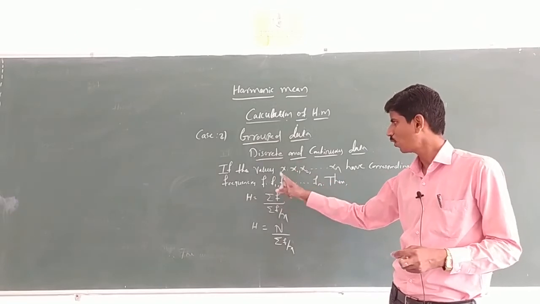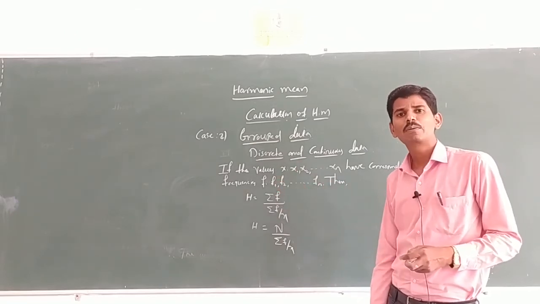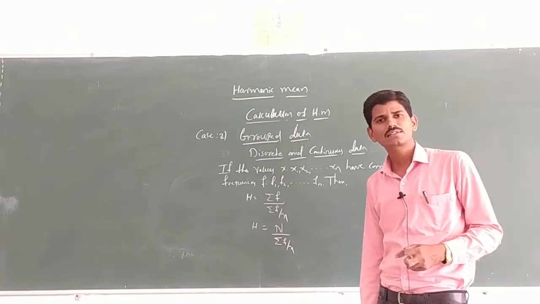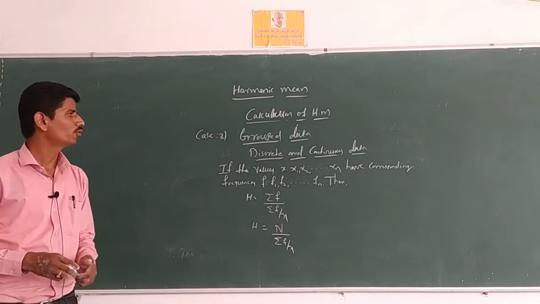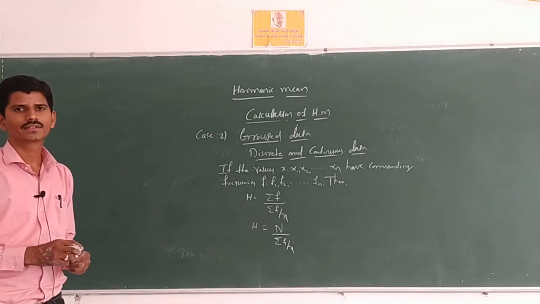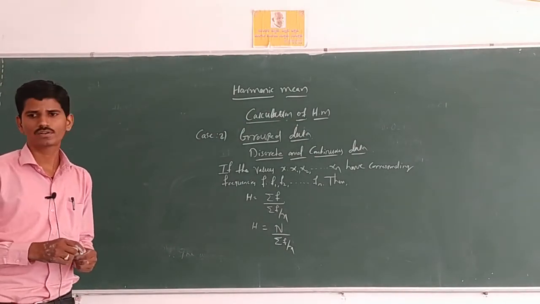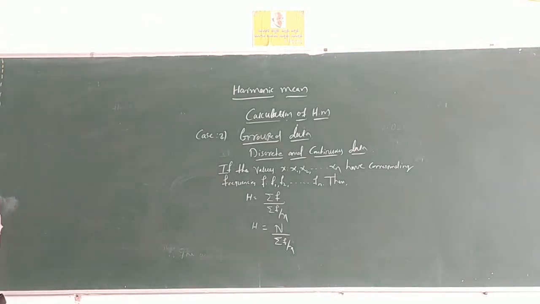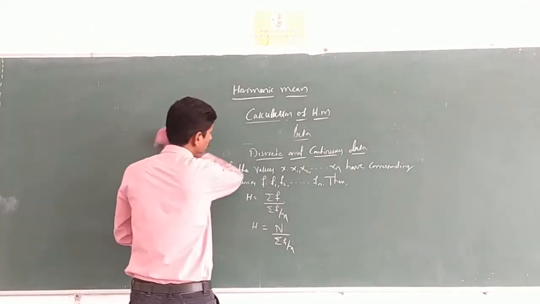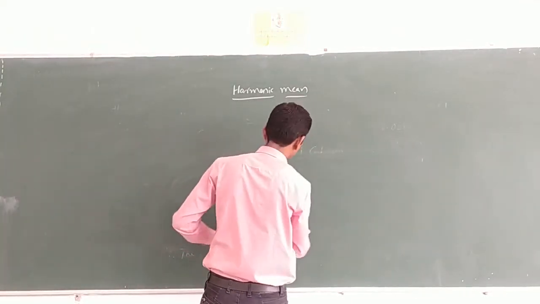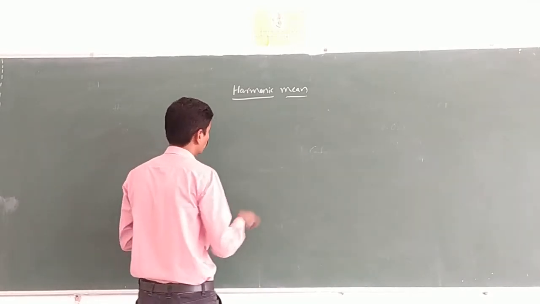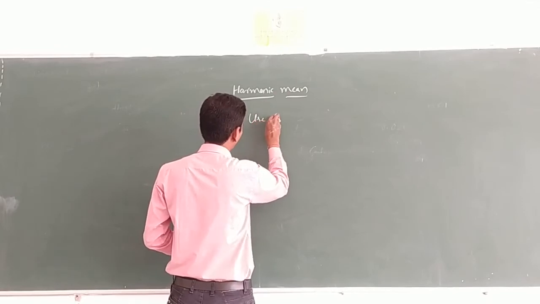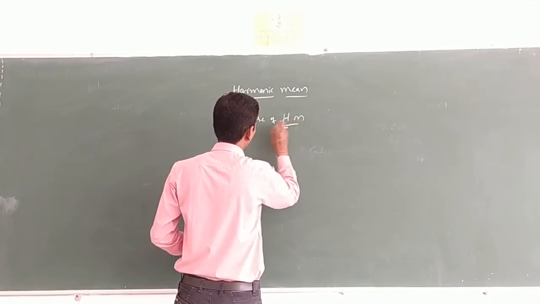Next, the continuous case. How to calculate the x value? X is the midpoint of the class interval, the class mid value. Got it? That is about the calculation of harmonic mean. The next concept is the use of harmonic mean.